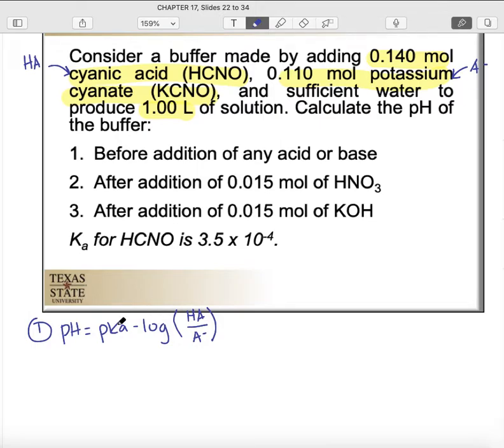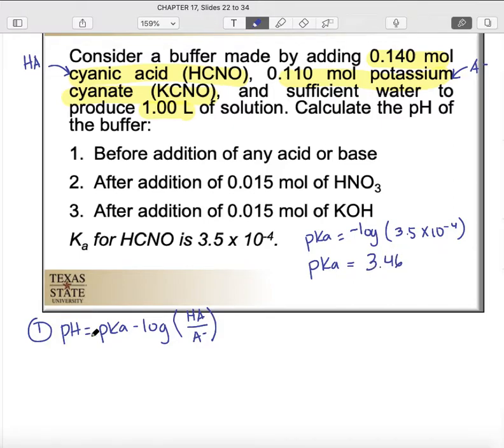All right. I also will need the pKa, and I'm going to need it for all three parts of the problem, so I'm just going to calculate it here. From the Ka, I can calculate the pKa as the negative log of that Ka, which is 3.5 times 10 to the negative 4. And so my pKa is going to be equal to 3.46.